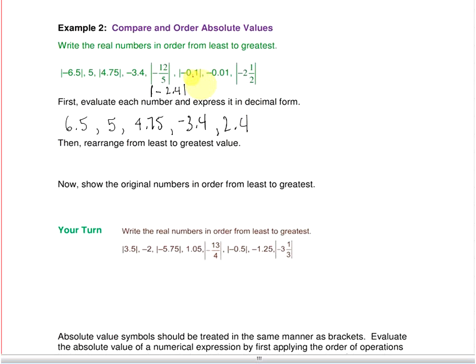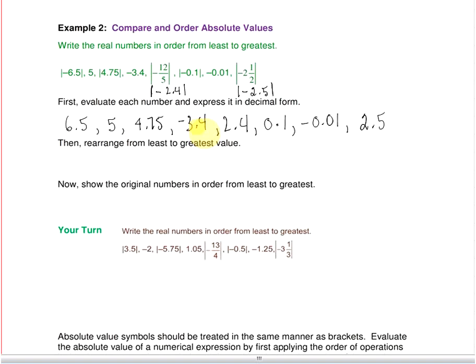And then we have the absolute value of negative 0.1. Remember, we have to come up with a positive number, so 0.1. And then we have negative 0.01. And then the absolute value of negative 2.5 is 2.5. Okay, so we want to order them now from the least number to the greatest.